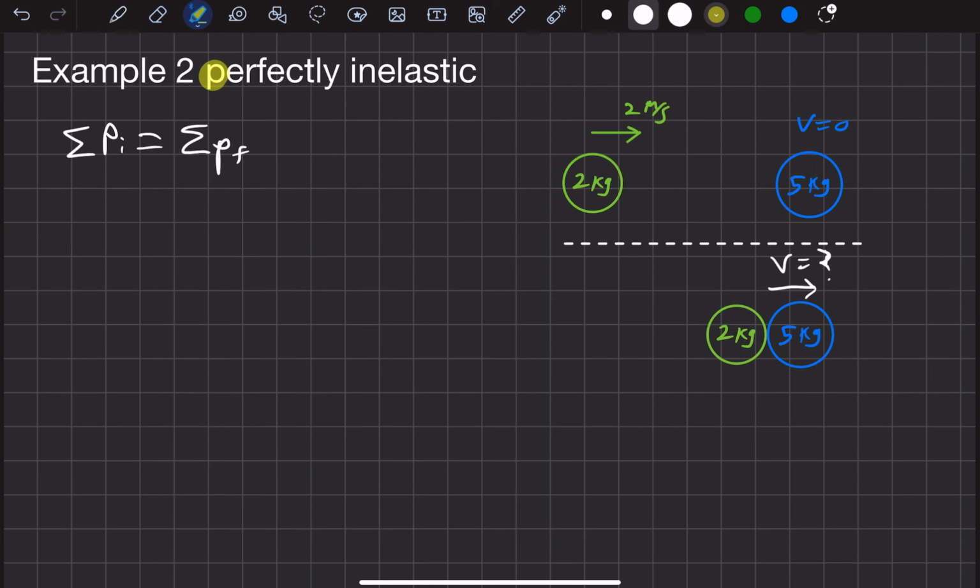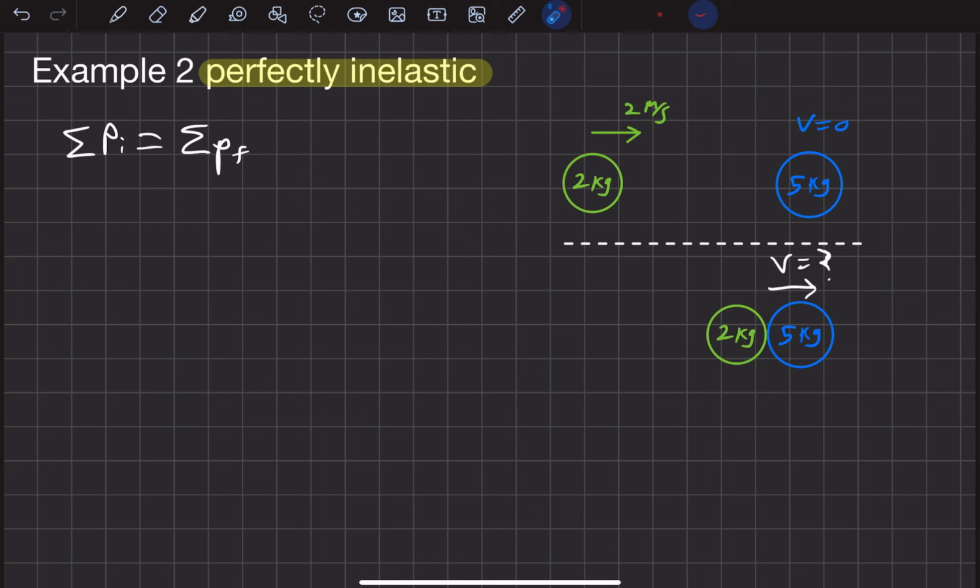Let's take a look at a case where we have a perfectly inelastic collision. Now, an inelastic collision is essentially the opposite of an elastic collision. For an elastic collision, we thought of a perfect bounce. This would be no bounce. If you dropped an object and it did not bounce back up at all, that would be an example of a perfectly inelastic collision.